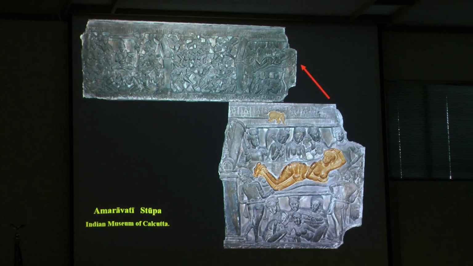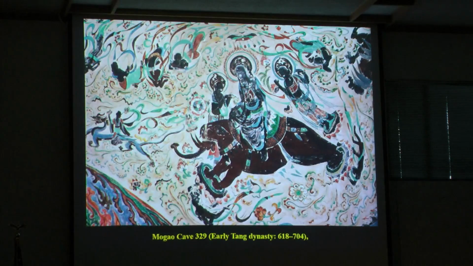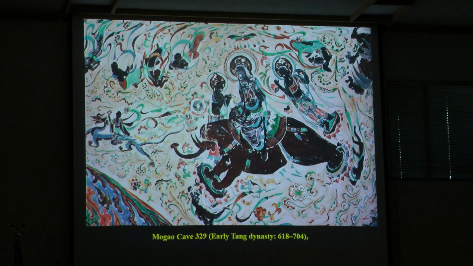And this one is from Amaravati, now in the Indian Museum of Calcutta. You can see a small elephant, I have colored it, entering the womb. And from Gandhara, of course, with an elephant entering the womb. But if you look at the Dunhuang painting, the north part of the ceiling above the niche of the west wall of Mogao Cave number 329, going against the Indian tradition, it depicts the Bodhisattva entering the womb of his mother, riding on an elephant. Completely new invention.